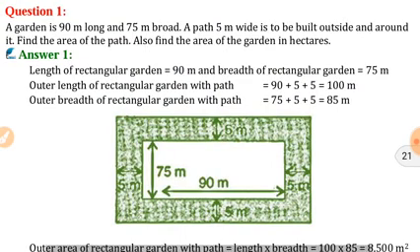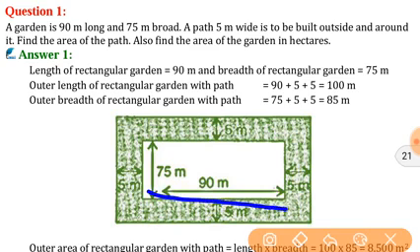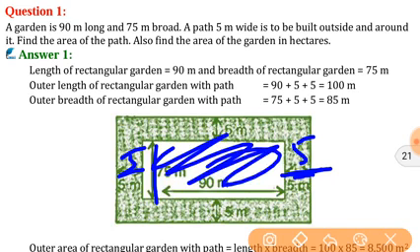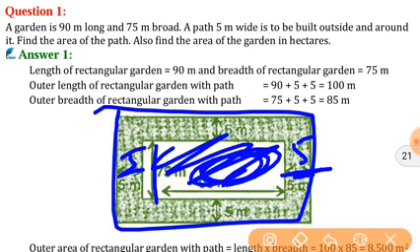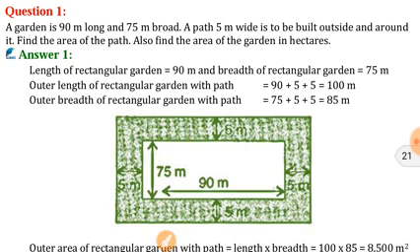See here, the garden is 90 meter long and 75 meter broad, and the path is 5 meter wide, here also 5 meter, here also 5 meter. Keep it in mind. Why do we have to count this? Because we have to find the area of the path, meaning only this much we need. So we have to find the total minus this area.